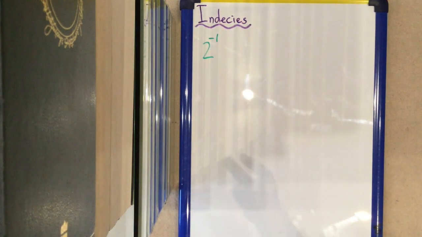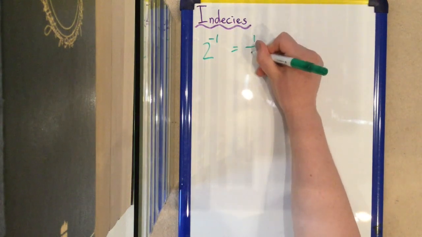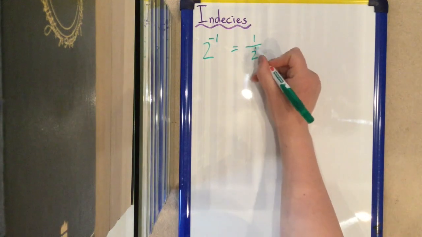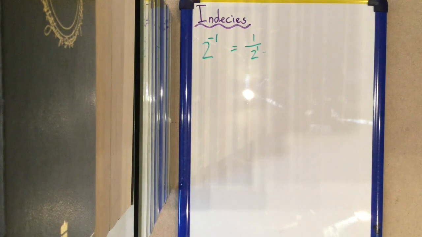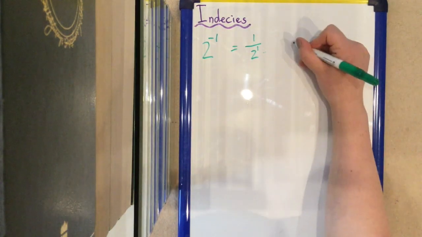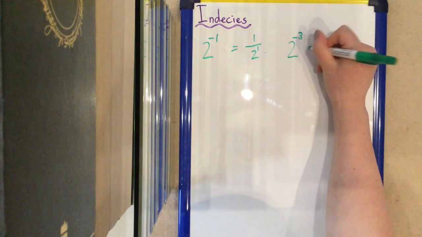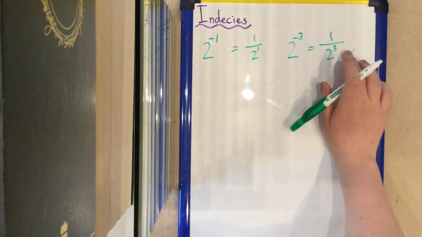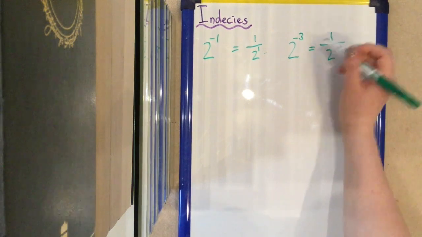Now the rule with a negative index is it indicates a reciprocal. So this is equal to 1 over 2 to the power 1. The negative doesn't change the numerical value of the power, it only reciprocates the base. This means that, for example, when we have 2 to the power of minus 3, you end up with 1 over 2 cubed. The numerical value of the power hasn't changed, it has only become positive in the reciprocal of this number.